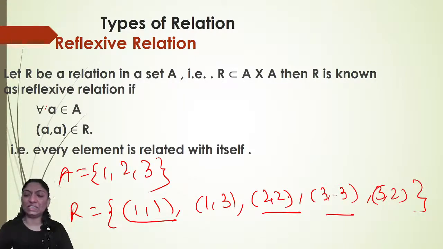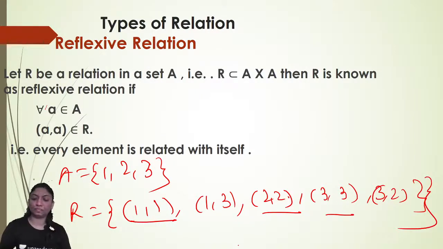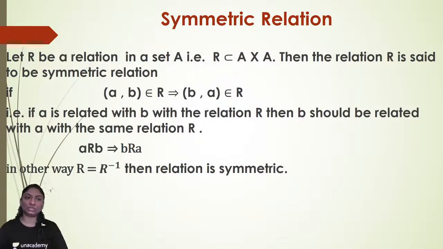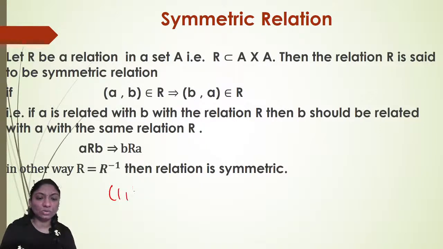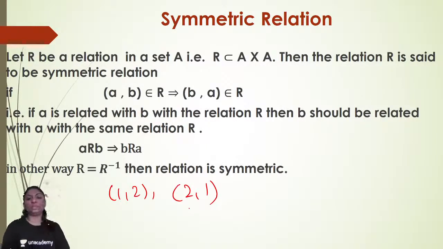Right? As every element is related with itself, therefore this is your reflexive relation. Next, symmetric relation. Let R be a relation in a set A, that is R is a subset of A cross A, then the relation R is said to be symmetric relation if (a,b) belongs to R implies (b,a) belongs to R. It means suppose 1 is related to 2, then 2 must be related to 1, then only that relation will be symmetric. But this must be true for every pair (a,b) belonging to R.